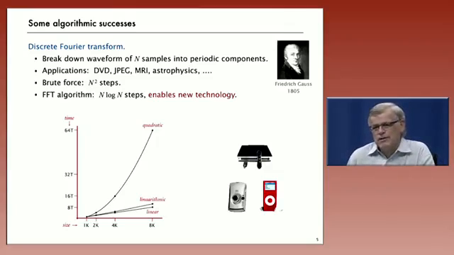There's an easy way to do it that takes time proportional to n squared, but the FFT algorithm takes only n log n steps. And the difference between n log n and n squared is the difference between being able to solve a large problem and not being able to solve it. A lot of the digital media technology that we have today is enabled by that fast algorithm.